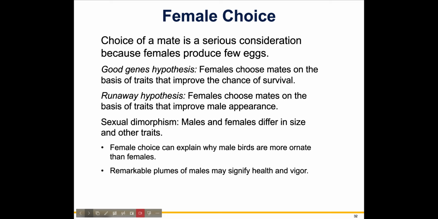There's also called a runaway hypothesis, where females choose mates based on traits that improve the male appearance. Either way, it's the female of that species that is choosing which male they will mate with. There is also sexual dimorphism, that males and females look different, whether that's in size or other traits. It explains why the male birds are more ornate, and they will have these pretty feathers and do intense dance moves to try to attract the female and make her choose them.